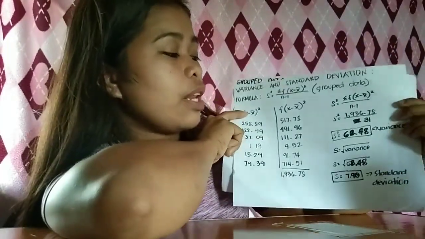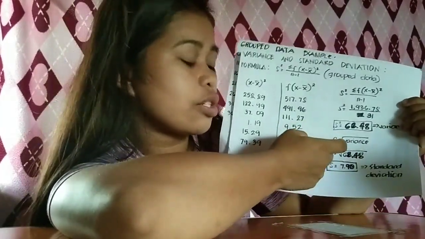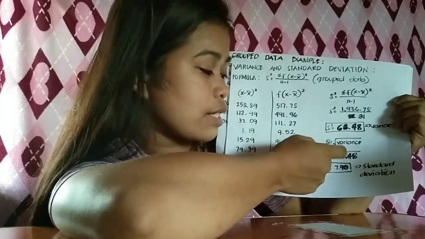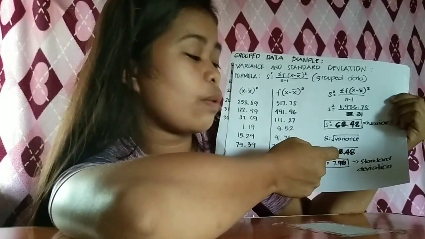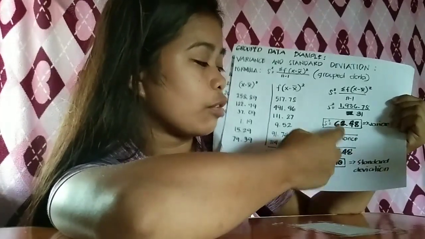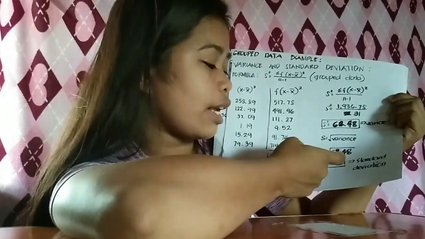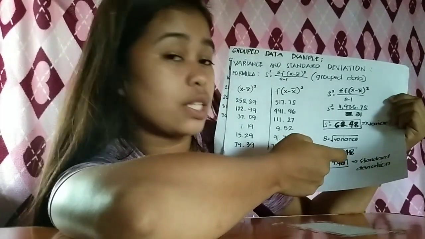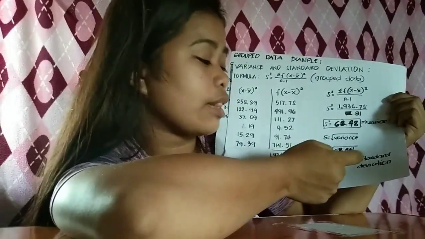Okay, the formula for getting the standard deviation is S is equal to square root of variance. S is equal to square root of 62.48. Amo ni variance, 62.48. S is equal to 7.90. The square root of 62.48 is 7.90.